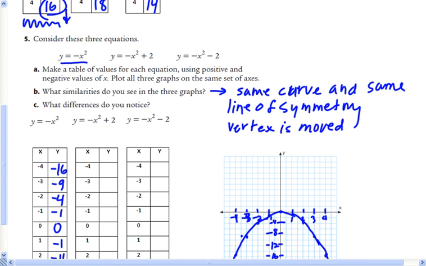And the vertex is really the y-intercept. So the y-intercept has moved. You could say that also.